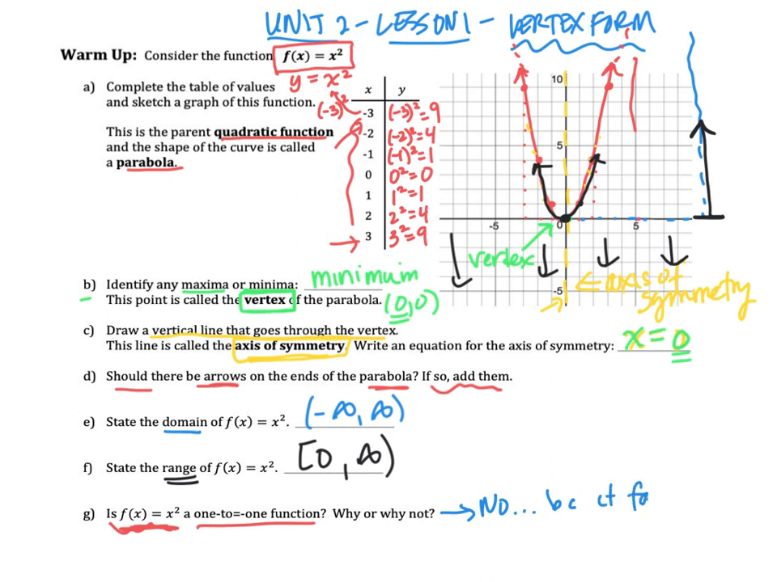Because it fails what? Hopefully you're saying the horizontal line test. So BC is because, if we drew in the horizontal line, it hits it more than once, therefore it fails the horizontal line test and it is not one-to-one.